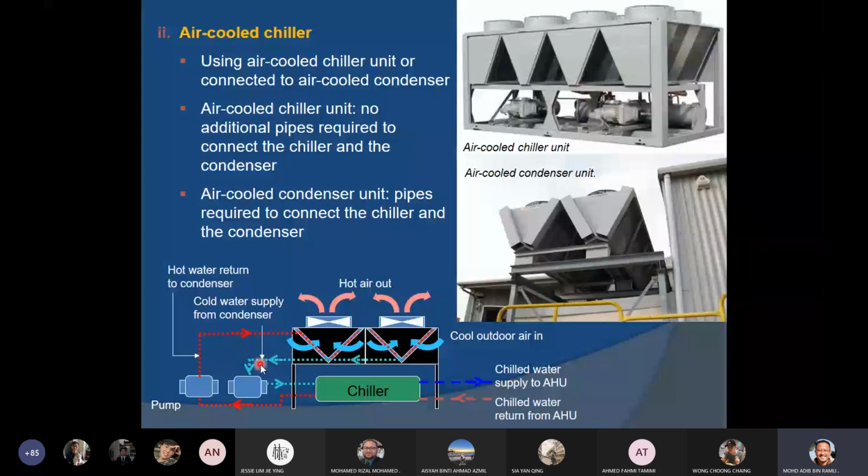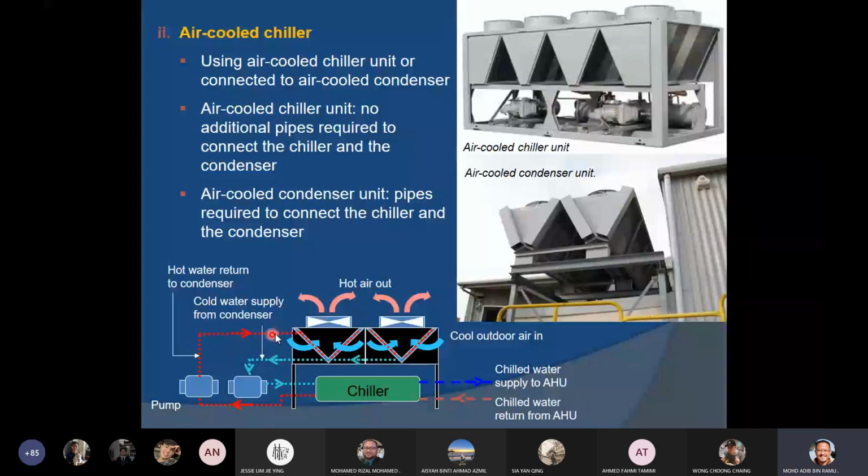Right? So this is chilled water supplied to the AHU, similar to the one before, to the water-cooled system. The chilled water is supplied to the AHU, and then from the AHU it gets back to the chiller, and from this chiller, this is where the difference is. So from the chiller, instead of being connected to the cooling tower, it is connected to this unit, this air-cooled condenser.